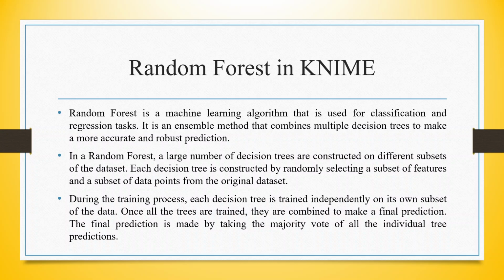In a random forest, a large number of decision trees are constructed on different subsets of the dataset. Each decision tree is constructed by randomly selecting a subset of features and a subset of data points from the original dataset. During the training process, each decision tree is trained independently on its own subset of the data. Once all the trees are trained, they are combined to make a final prediction. The final prediction is made by taking the majority vote of all the individual tree predictions.